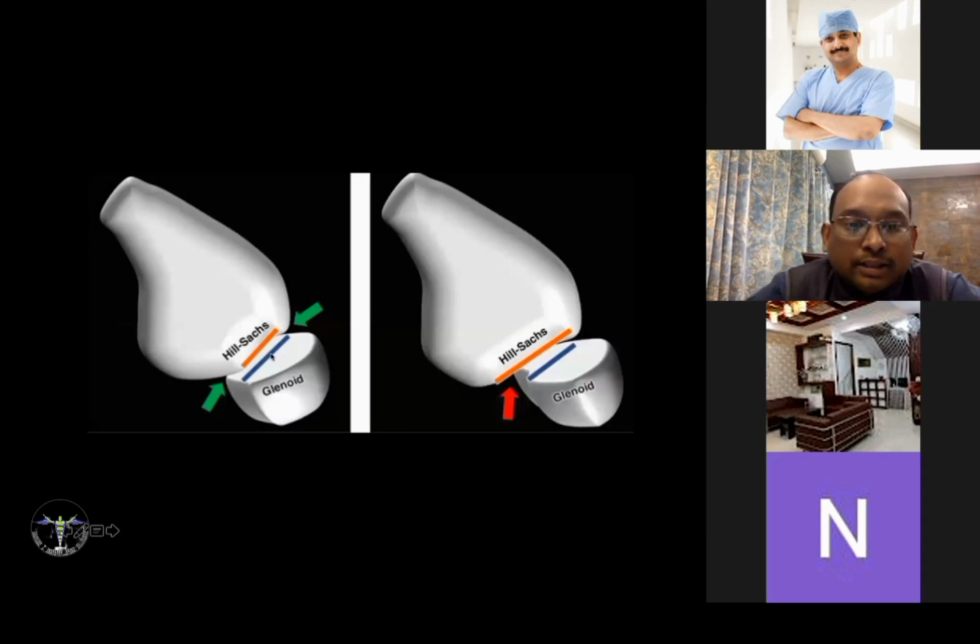So this is again an example where we can see this is a smaller Hill-Sachs lesion and this is a normal glenoid. So this will be a non-engaging type. Whereas in this case, there is a defect in the glenoid and the Hill-Sachs lesion is larger. So this will be an engaging type of lesion.